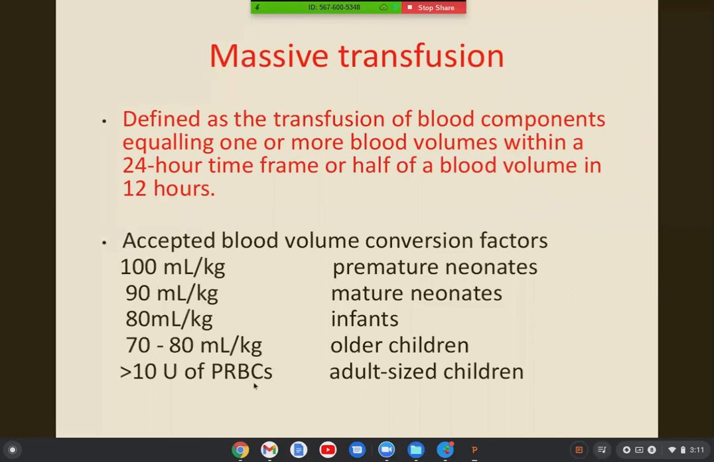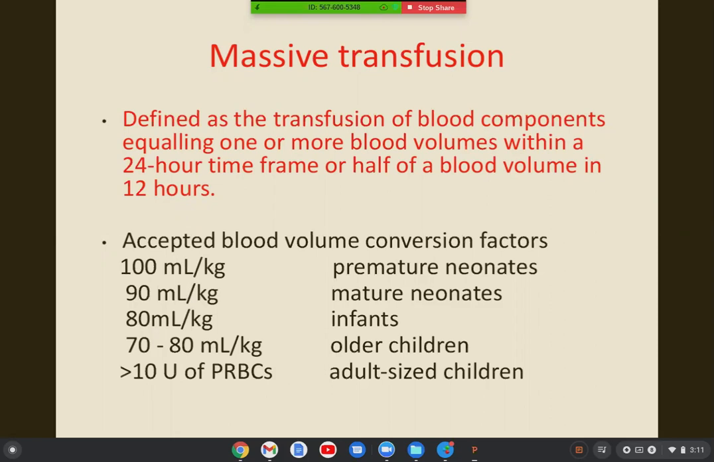Now here we see that for an infant it is 80 ml per kg. Keeping a target weight of 5 kg, it is only 400 ml. One aliquot, which is the blood volume which we receive from any blood bank, is approximately 300 ml. So if in a 5 kg child we transfuse more than 300 ml, then this kid can go into massive blood transfusion related complications.